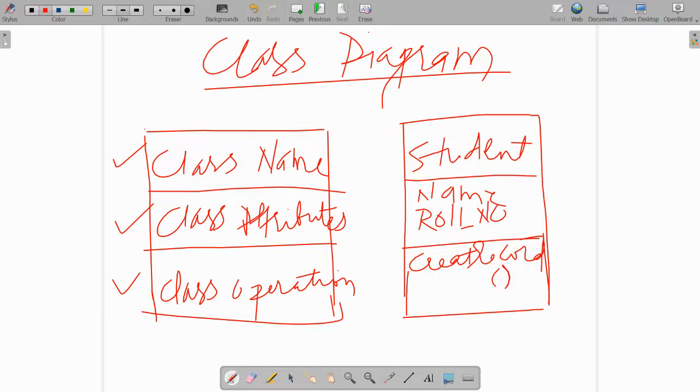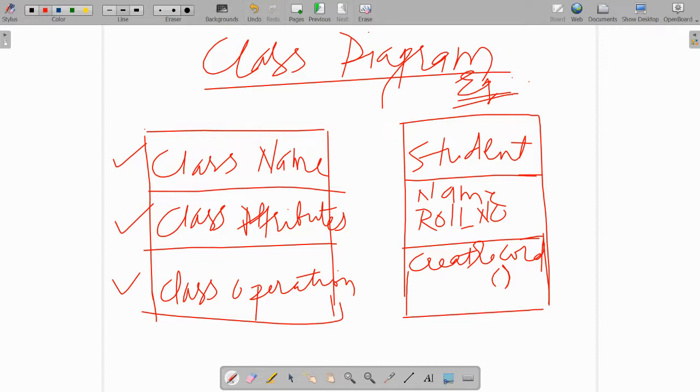Okay, now this is an example of a class diagram. But I have told you that under this UML, you will be able to show the notations. There are different notations which are used, because it is a graphical representation of a system. So here you will see that there is the name of a class as student, with attributes as name and roll number, and with the operation as create record.